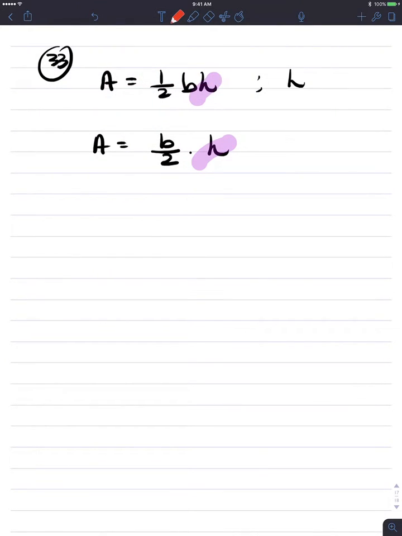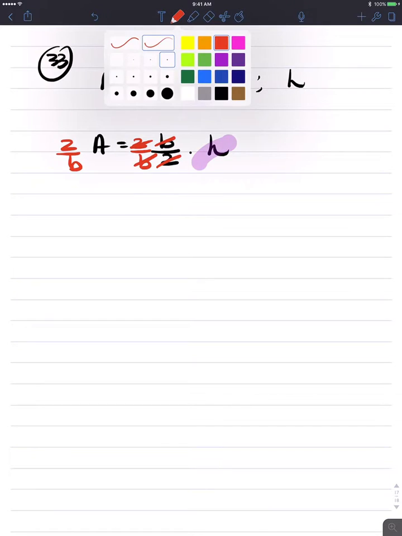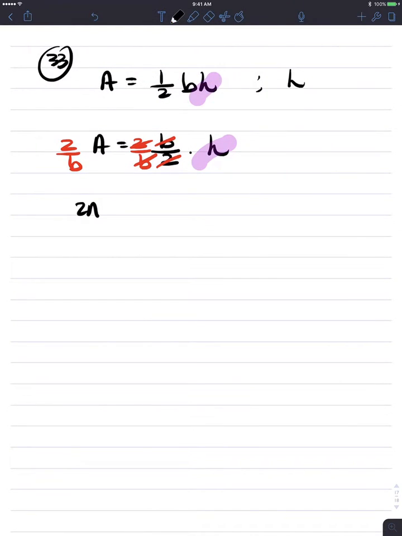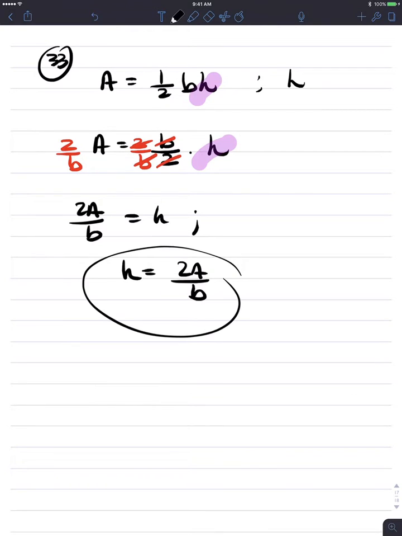I'm going to multiply both sides by 2 over B. This is the reciprocal of B over 2. We get to cancel the B's and cancel the 2 on the right side. We end up with 2A over B being H because of the cancellation, or we say H is 2A over B. And you're done.